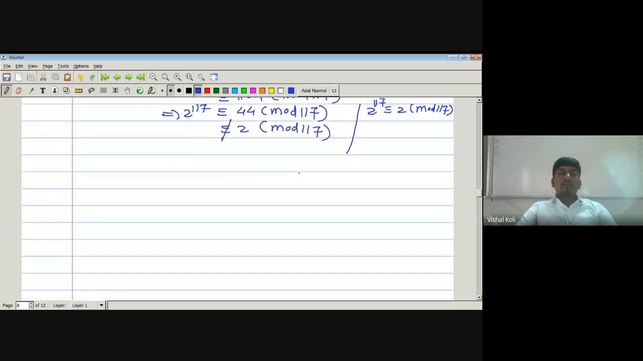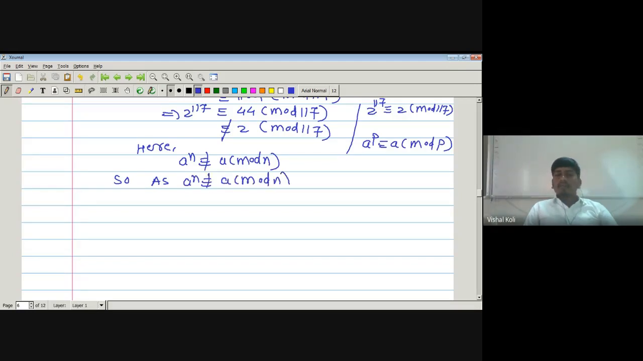But we know the result a to the power p is congruent to a modulo p for any prime p and for any arbitrary integer a. So here a to the power n is not congruent to a modulo n. So as a to the power n is not congruent to a modulo n, what is the possibility for n? n is not prime, which implies n is not prime. As n is not prime, then n must be a composite number, which implies n is composite.